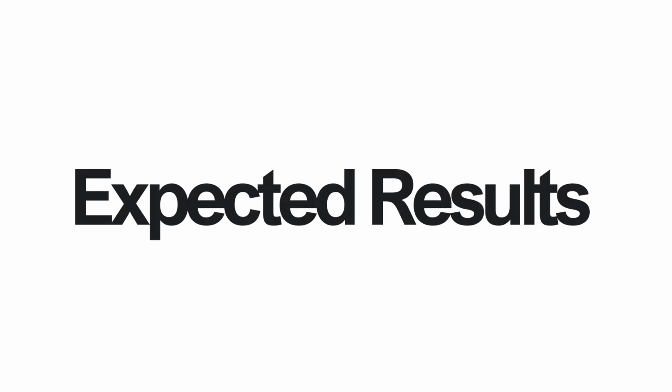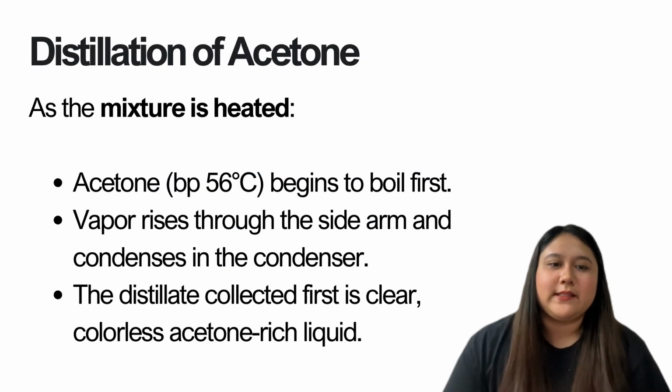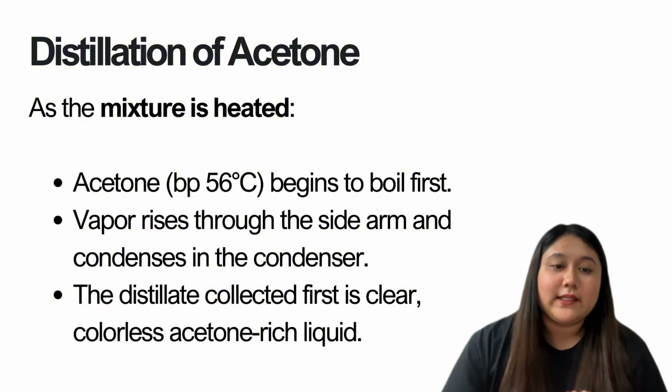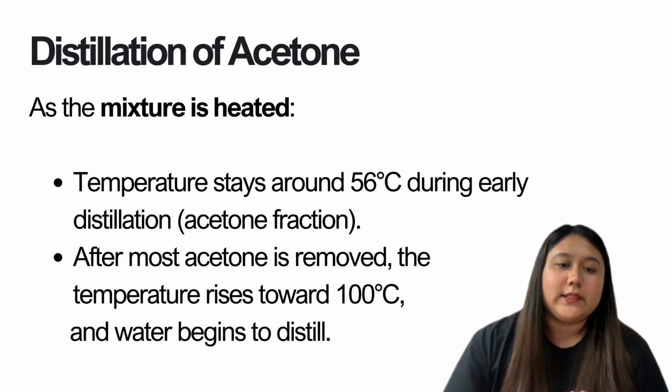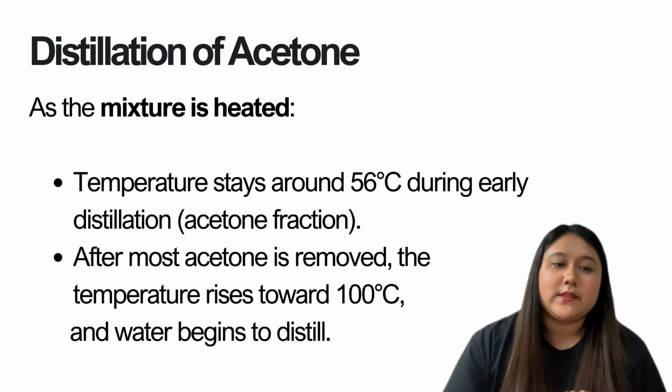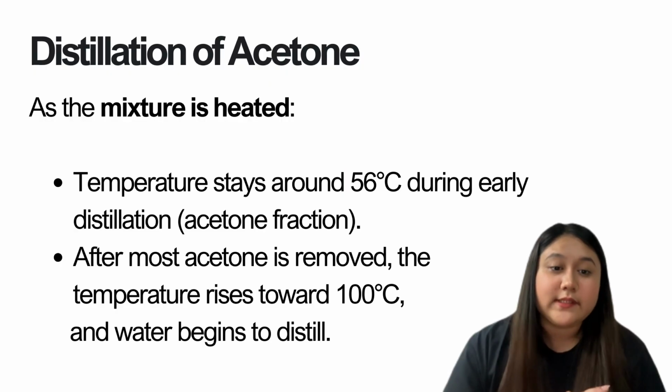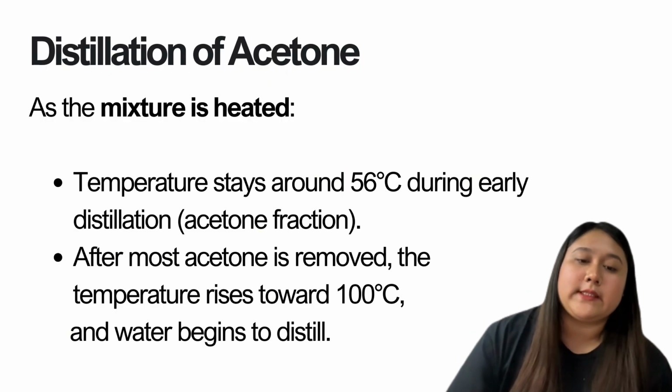For the expected results, distillation of acetone as the mixture is heated. Acetone's boiling point is 56 degrees Celsius, so it begins to boil first, and vapor rises through the side arm and condenses in the condenser. The distillate collected first is clear, colorless, acetone-rich liquid. The temperature stays around 56 degrees during early distillation, the acetone fraction. After most acetone is removed, the temperature rises toward 100 degrees Celsius and water begins to distill.